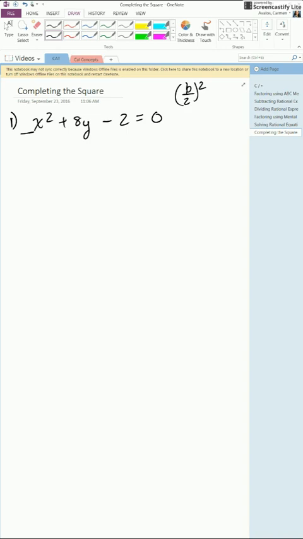So the first thing you need to know is that we are solving for the x-intercepts when we're completing the square, because there is a 0 there, and so the y is 0, and therefore it's the x-intercepts. So we're trying to get x by itself. We're trying to solve for x by completing the square. The first thing that you want to do is move the 2 over to the other side. So you're going to get x squared plus 8y equals 2.